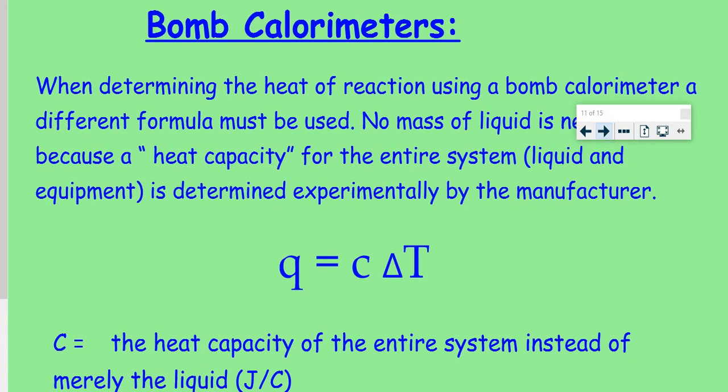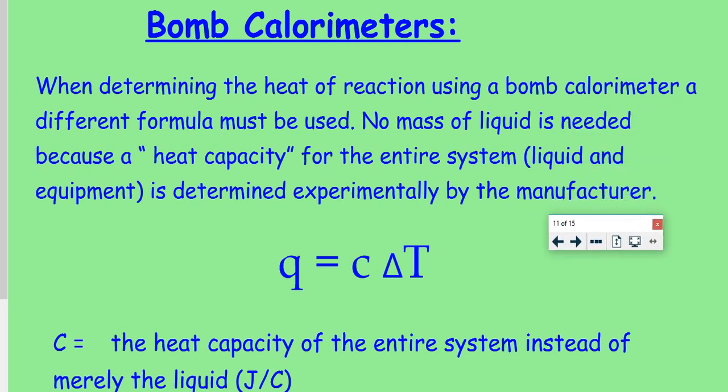A bomb calorimeter looks very similar to a coffee cup calorimeter, except notice that it has no mass. And that is because the bomb calorimeter has been calibrated so that the heat capacity is specific to that bomb calorimeter. So C will be a certain value unique to that calorimeter. So the mass of whatever liquid is inside, perhaps water, is not relevant.